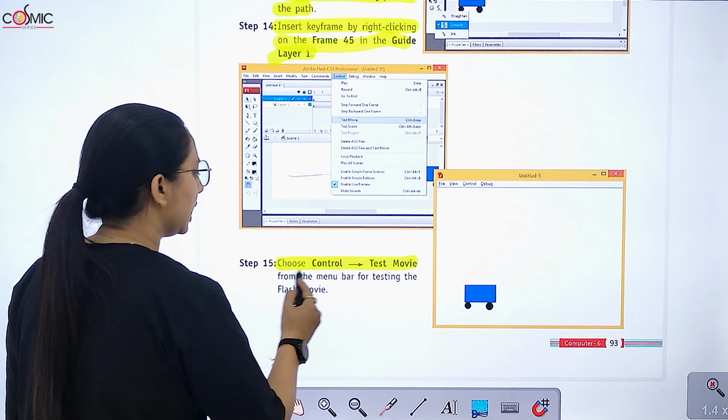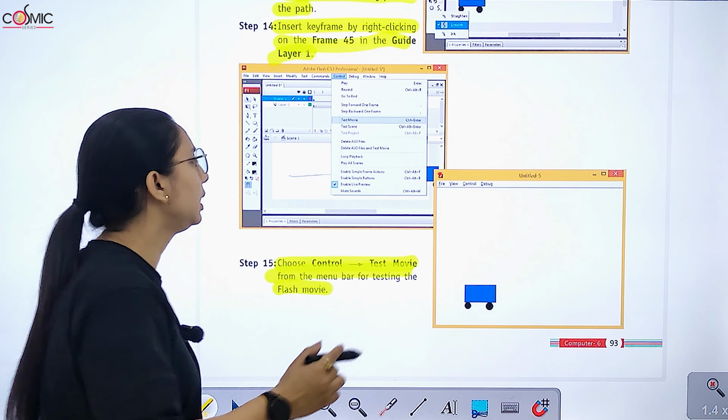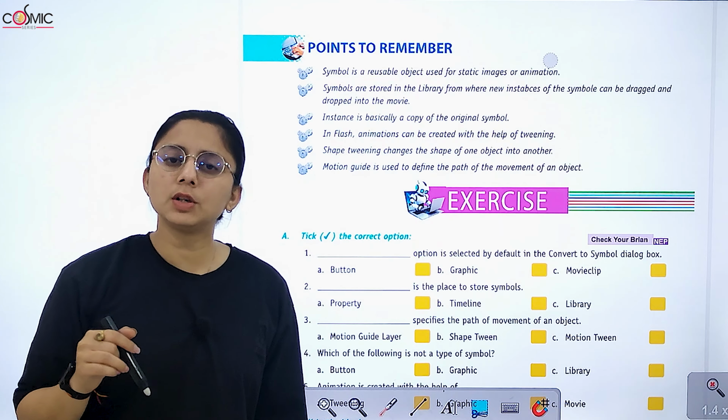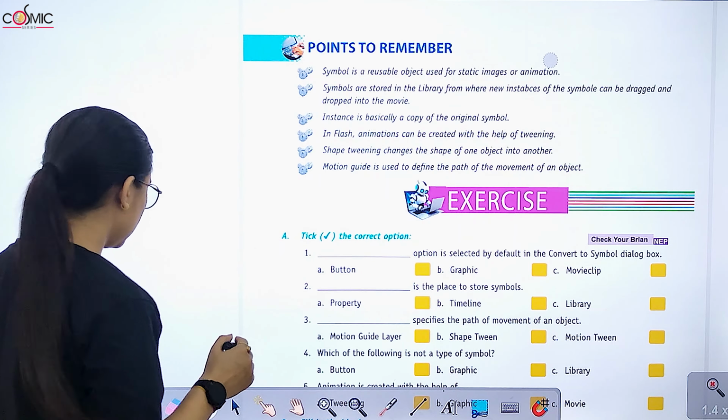Now choose Control, Test Movie from the menu bar for testing the Flash movie. Right? This is all about this chapter. Hope you understood. Let's move to the exercise now.